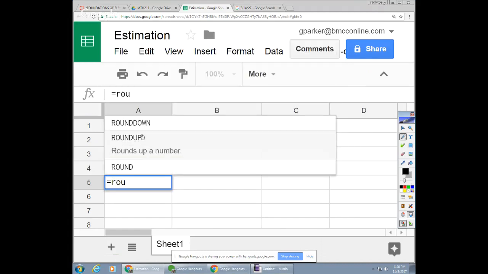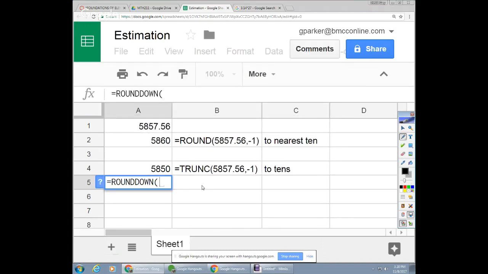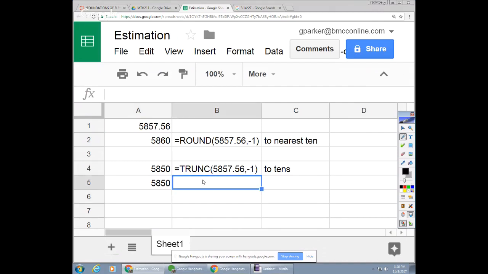Equals round down. Then I give it a number, and I tell it what place, and it'll give the same answer. So that's another option. And I'll share this spreadsheet if anybody wants to review it. And whichever place you want. And that's the tricky part, the place.